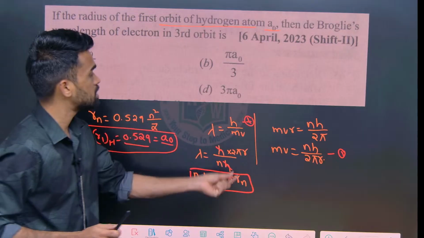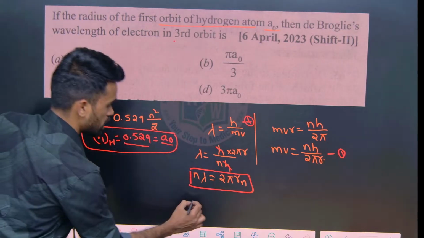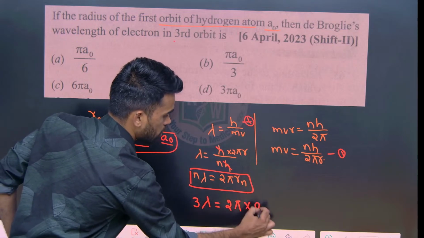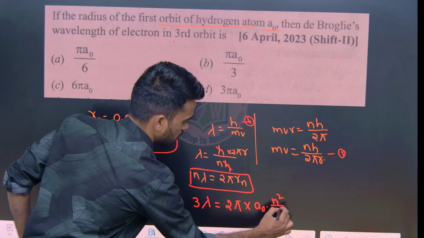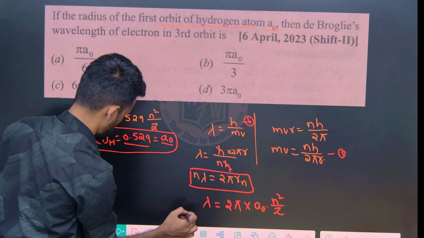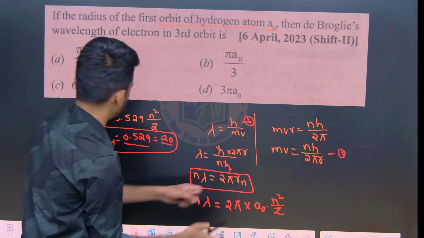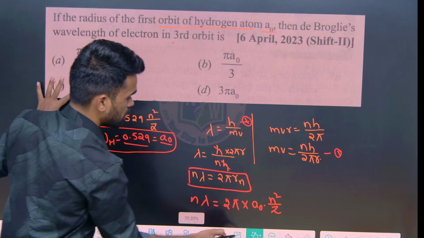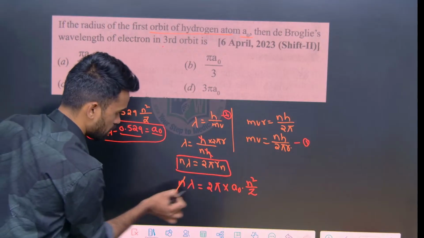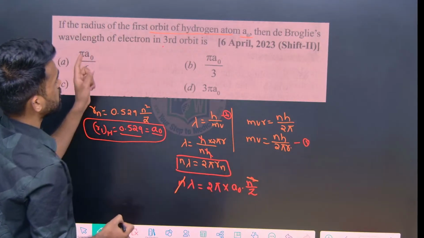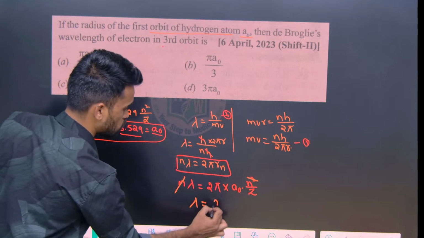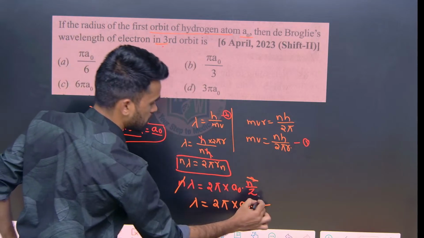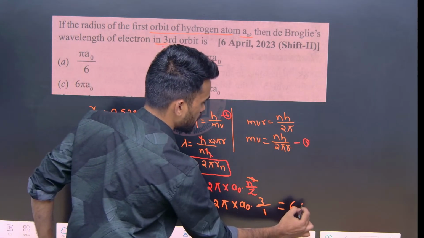Here n indicates the nth orbit. So for the third orbit, 3 lambda equals 2 pi into a naught into n square by z. This is the formula to be used here, because the radius formula is 0.529, that is a naught, into n square by z. Now n on one side and n square, so remove one n. They are asking for the hydrogen atom only, so lambda equals 2 pi into a naught, atomic number is 1, and for the third orbit 3. So it becomes 6 pi a naught.